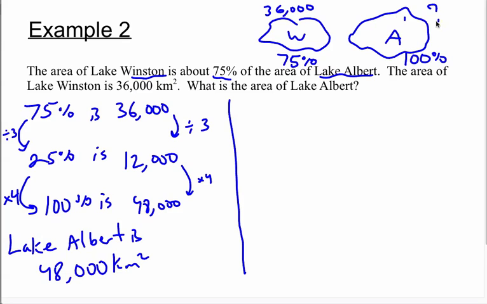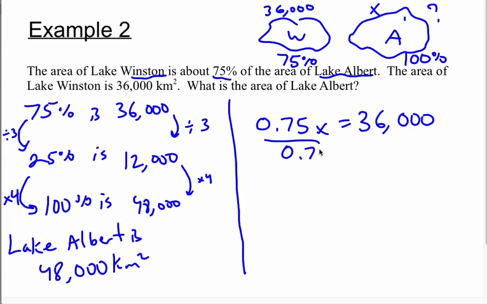So we could do that another way as well. We can call the area of Lake Albert X. That means that 0.75 times X equals 36,000. Okay, 0.75 times the area of Lake Albert equals 36,000, and then just divide by 0.75. Okay, if you do that on the calculator, you'll get 48,000.